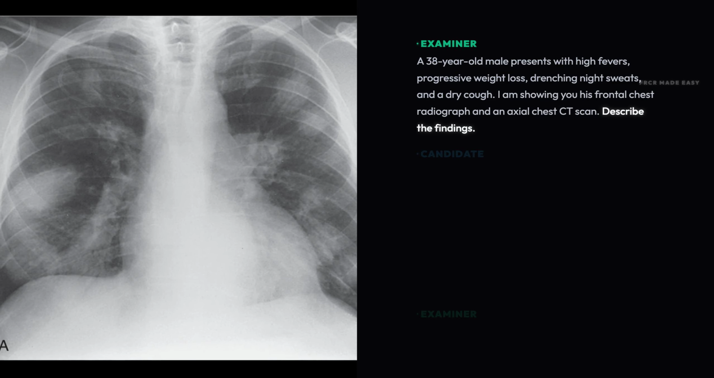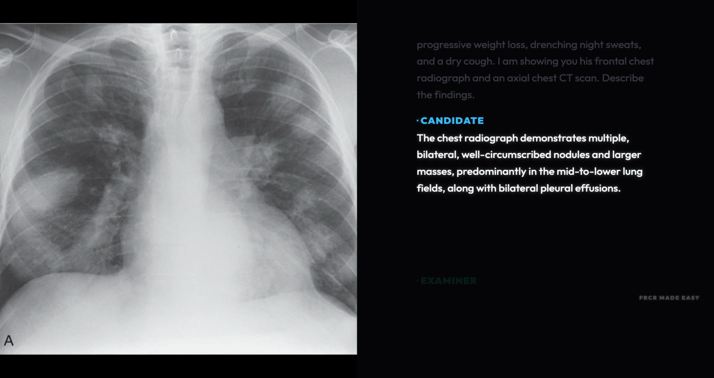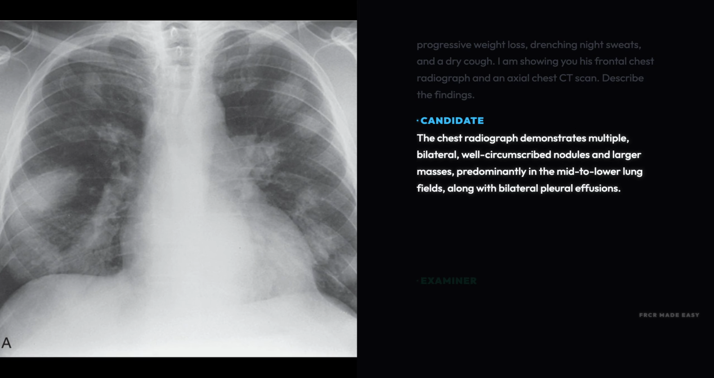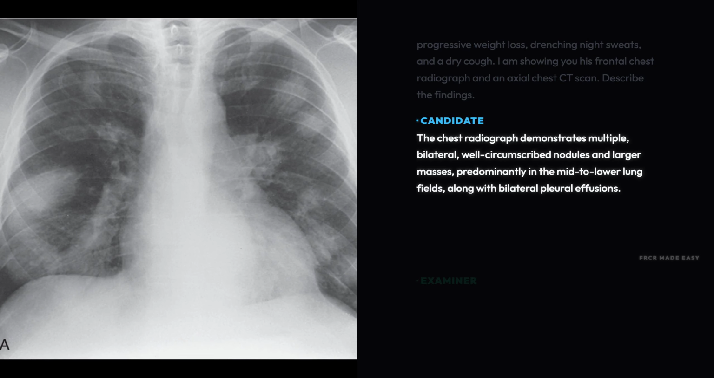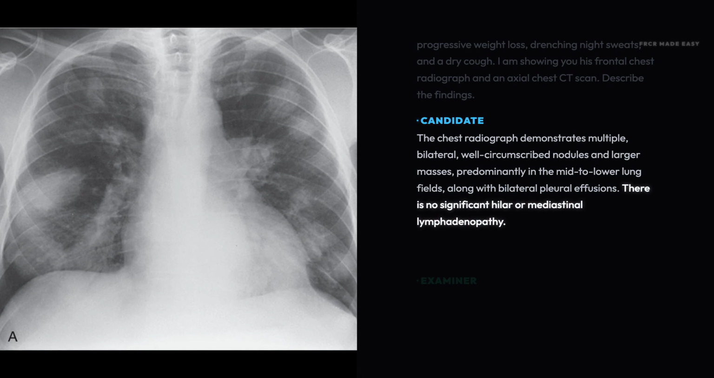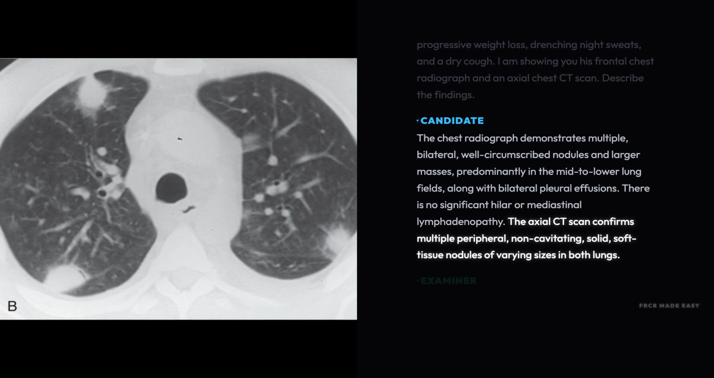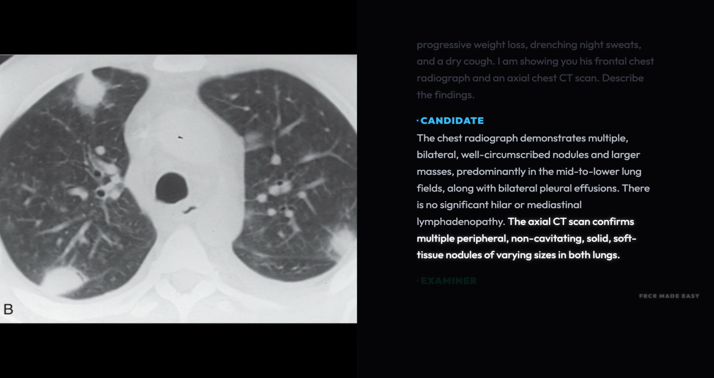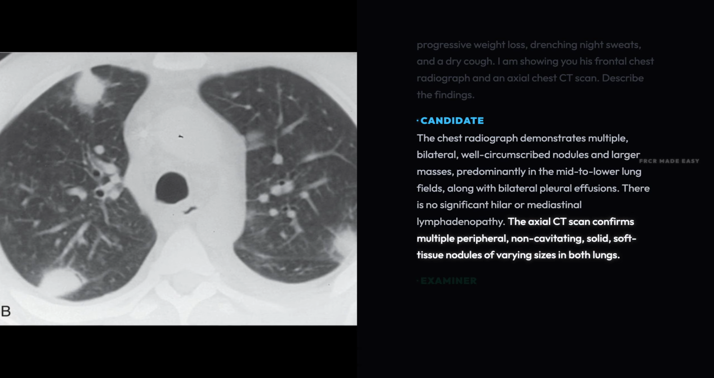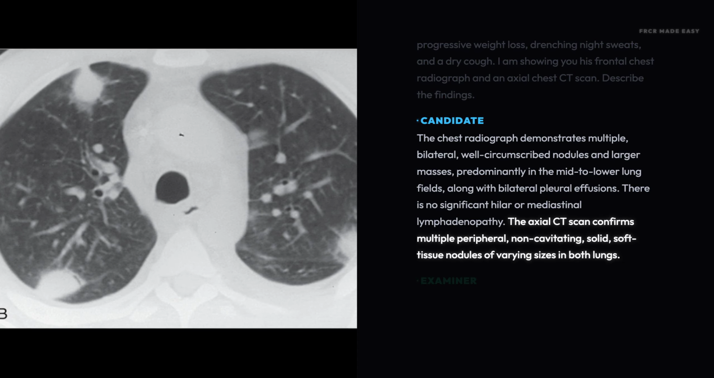Describe the findings. The chest radiograph demonstrates multiple, bilateral, well-circumscribed nodules and larger masses, predominantly in the mid to lower lung fields, along with bilateral pleural effusions. There is no significant hilar or mediastinal lymphadenopathy. The axial computed tomography scan confirms multiple peripheral, non-cavitating, solid, soft tissue nodules of varying sizes in both lungs.